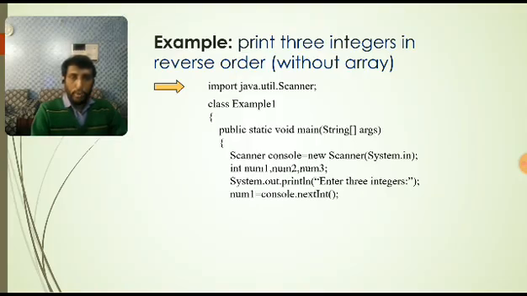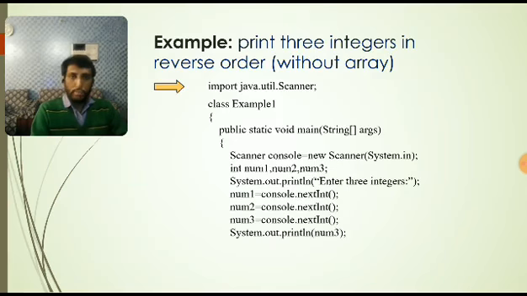In num1 we are taking input from the console. In num2 we are taking input from the screen or console, and same as num3. Now we are printing in reverse order. So first number 3 will be printed, then number 2 and number 1. So like this, in the normal way, we are doing coding.